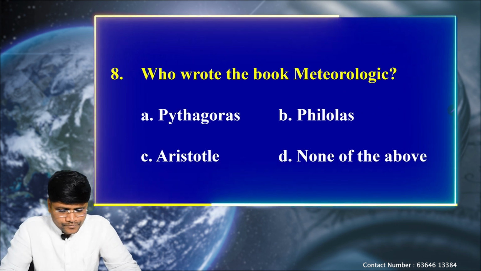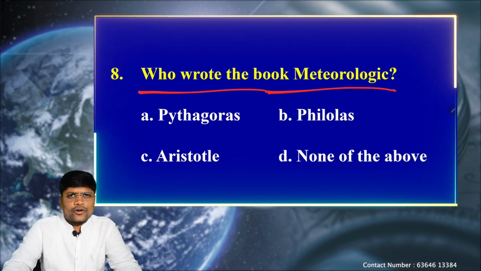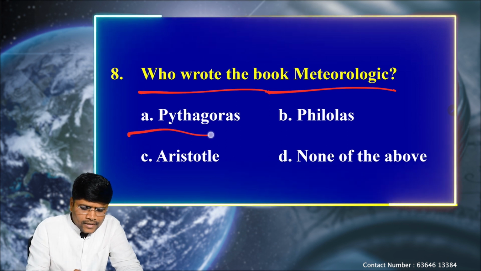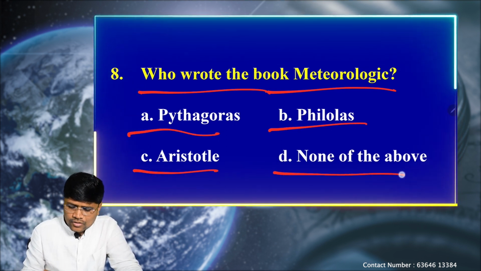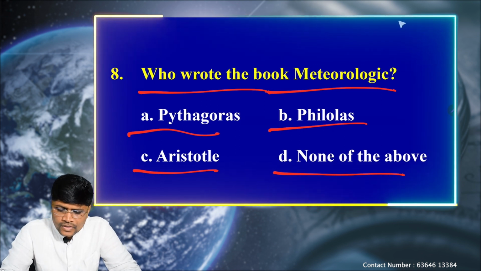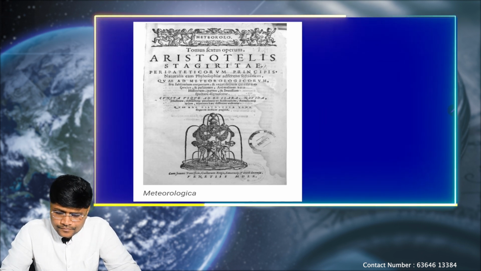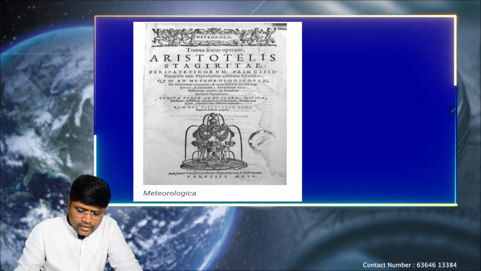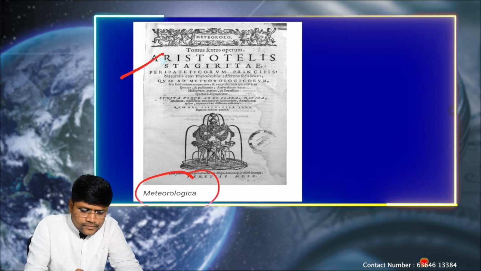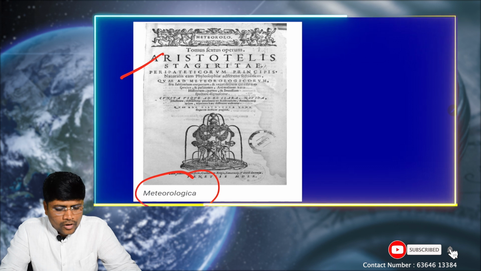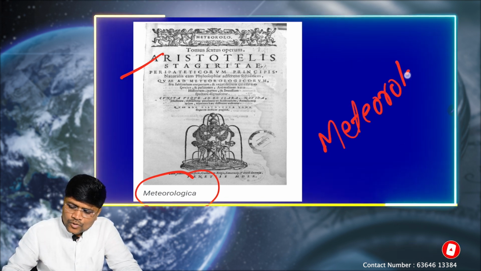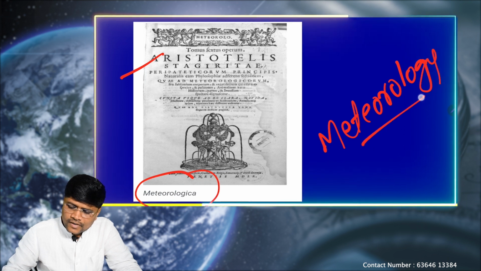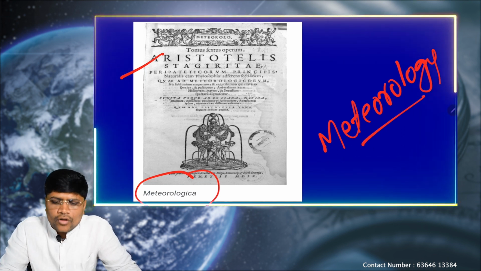Next question: who wrote the book Meteorologica? The options are A, Pythagoras, B, Philolaus, C, Aristotle, and D, none of the above. Let's see the explanation. This is the book written by Aristotle. Aristotle wrote the book called Meteorologica. The study of the atmosphere is called meteorology.